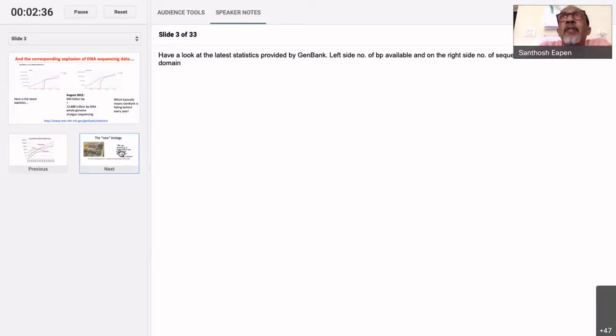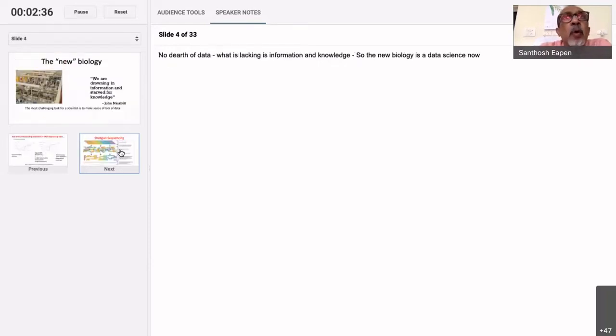Suddenly, the whole genome sequence data has overtaken the conventional sequencing. And if you compare the number of sequences, you can also see the visible, sudden increase in whole genome sequences available in the public domain. So that shows that we have no dearth of data. A lot of data is getting generated day by day. What is lacking is information and knowledge. So we are drowning in information and starved of meaningful information.